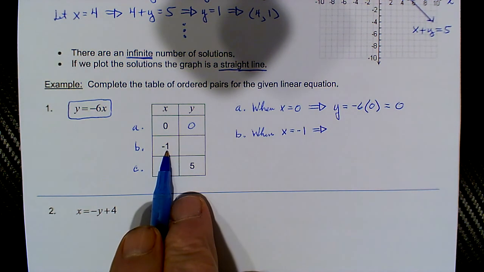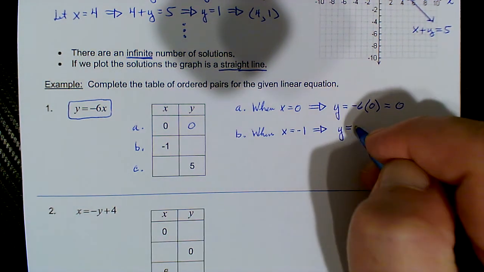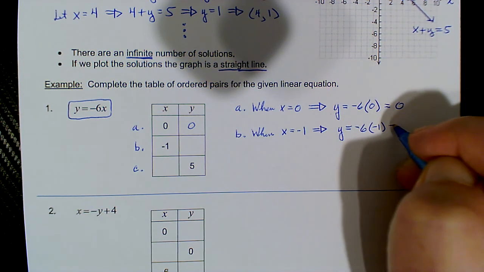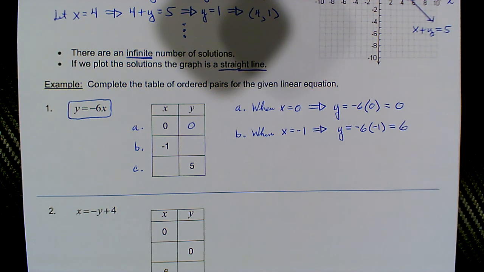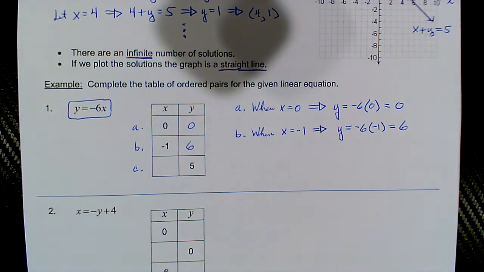When x is negative 1, so that's part B, y is, all we're doing is substituting. Go-to equation, negative 6x, negative 6, in parentheses, negative 1. That gives us positive 6. So negative 1, 6 is the ordered pair.